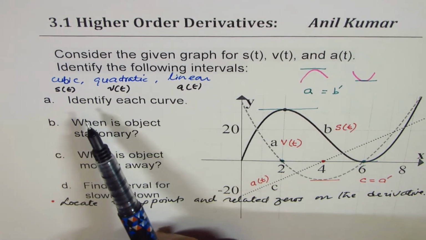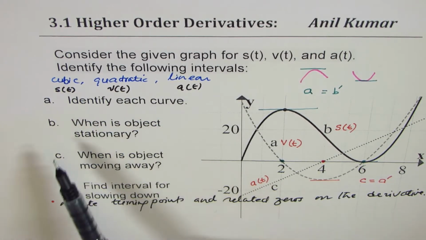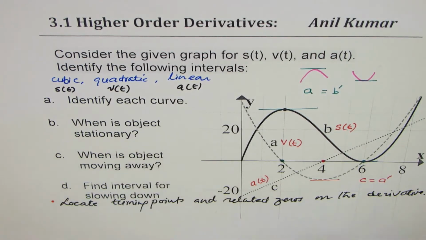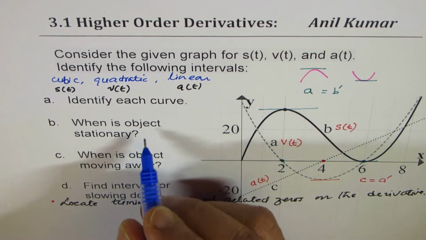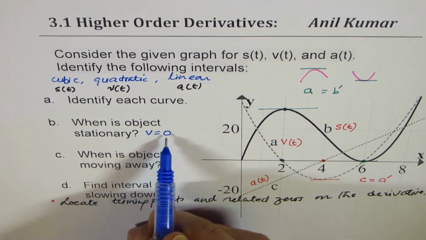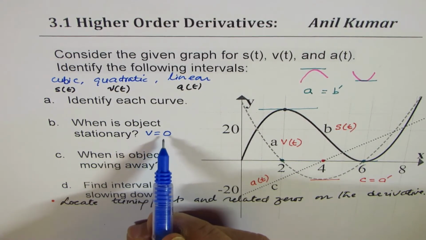Now, we have done part A, which is identify each curve. Let's go to part B. When is the object stationary? Whenever there is a question saying when is the object stationary, we are looking for velocity equals 0. Is it okay? At that point, the object is stationary.